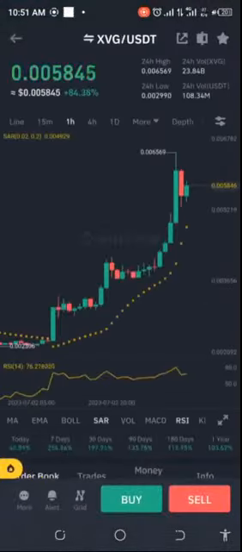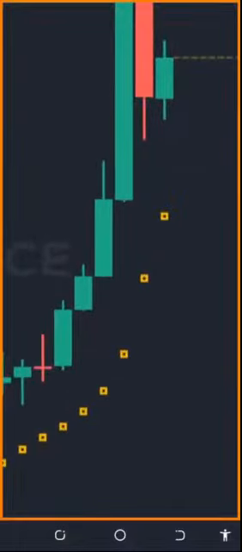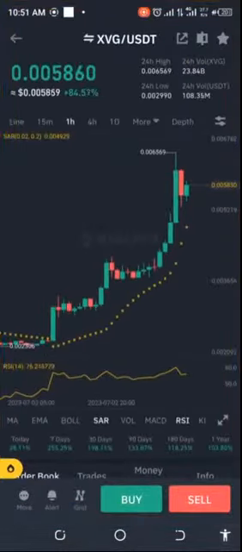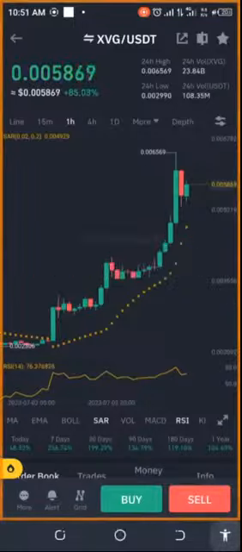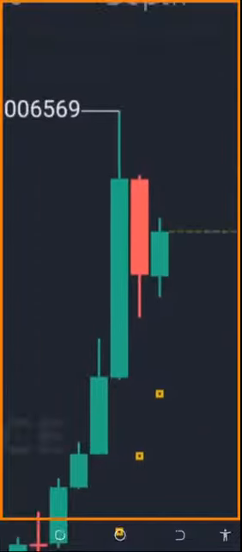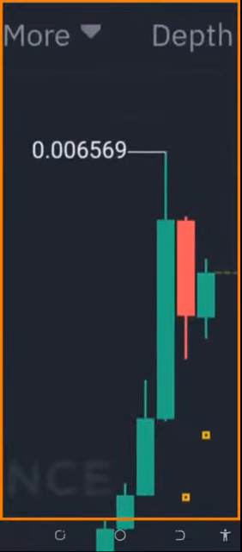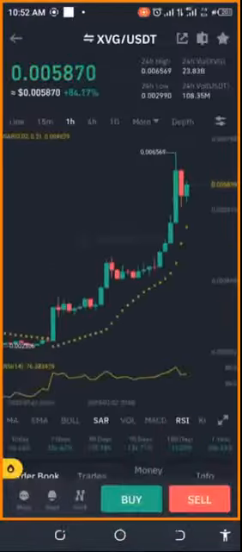Now you can see what happened. This executed a couple of hours ago while I was sleeping. Like I tell you, I love it when I make money while I'm sleeping. Yeah. That's the beauty of trading. Just set it and leave it and go to sleep. All right. So here it is. You can see that it actually ran all the way to 0.0065. Oh my gosh, there was a bull run.